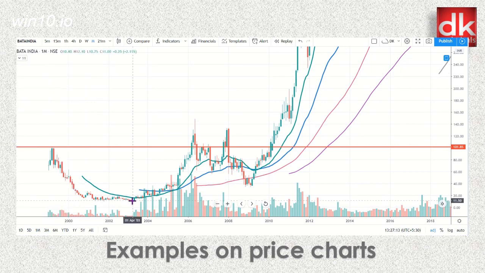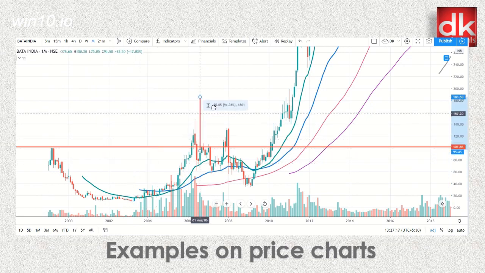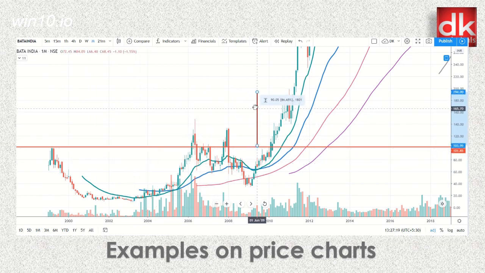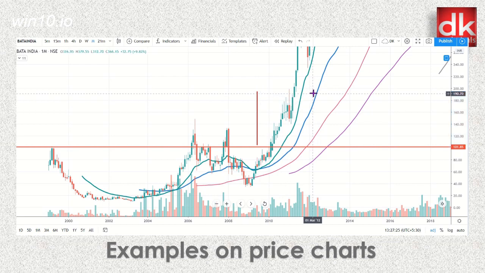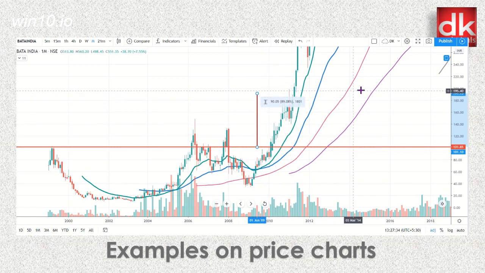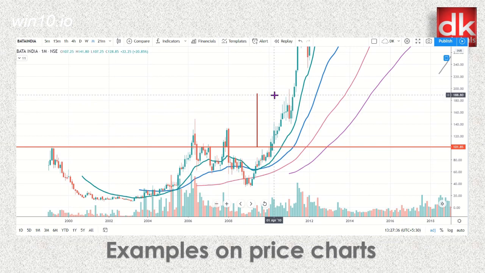I am measuring from the low point and putting it from the point of breakout. You can see, I am just putting it out, and you can see the target from the point of breakout. It has taken hardly a few months to achieve it, and this target was achieved.